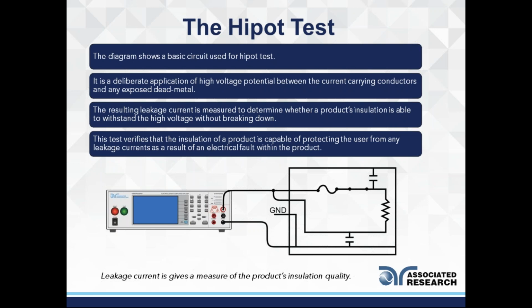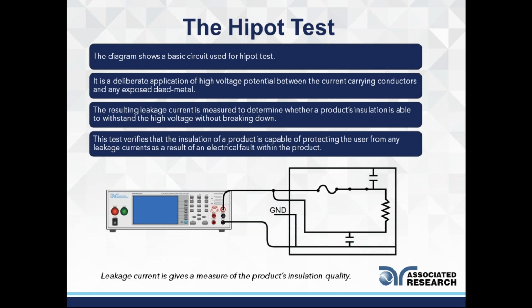If you look at the product, you're applying the high voltage between two conductors, and it's the insulation in between those conductors that's being stressed. It's being tested to see how long it can withstand this high voltage or overvoltage condition without breaking down, or how much leakage current is going to flow as a result, which gives us a great understanding of the quality of the insulation of our product.